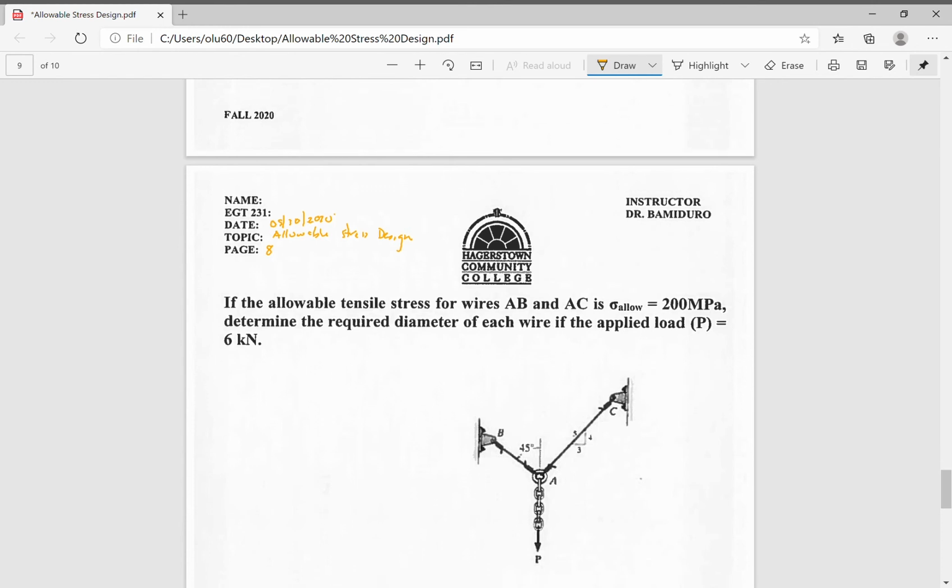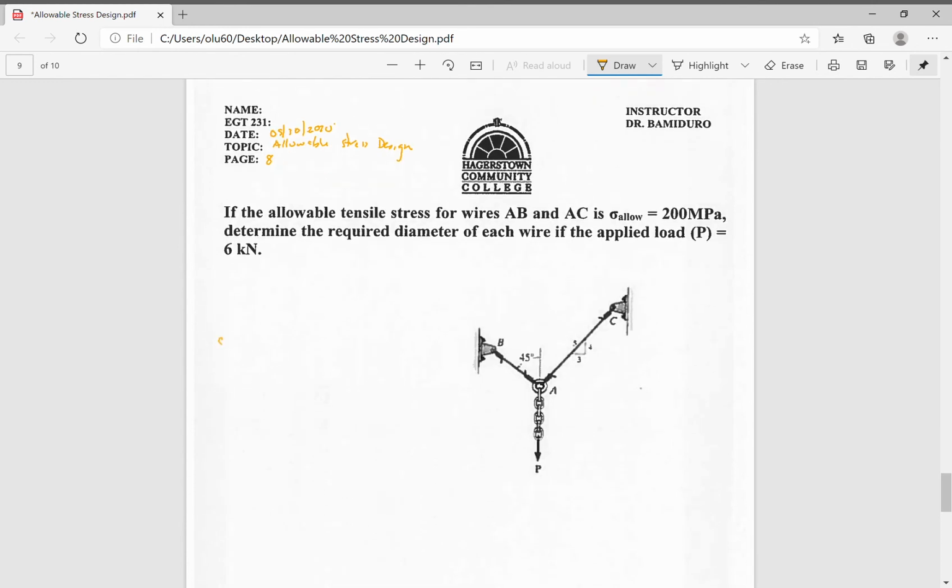Okay. So here, we are asked: if the allowable tensile stress of wires AB and AC is 200 megapascal, determine the required diameter of each wire if the applied load is 6 kilonewtons. So we have at point C here, it's fixed to a wall. At point B, it's also fixed to a wall. And we have these wires, and some load, 6 kilonewtons, is pulling on this wire.